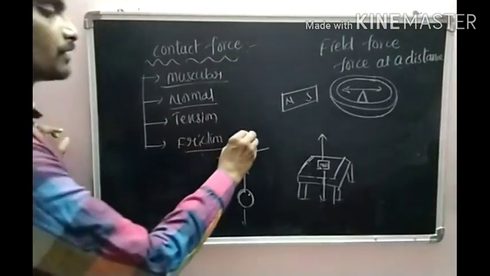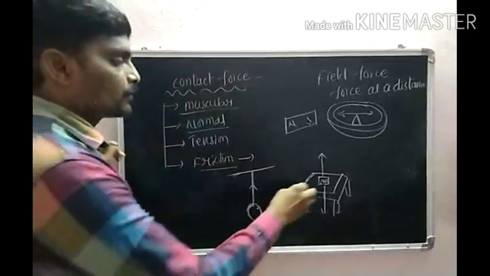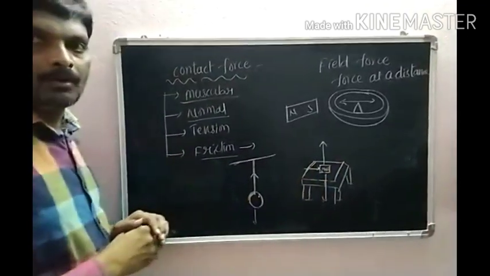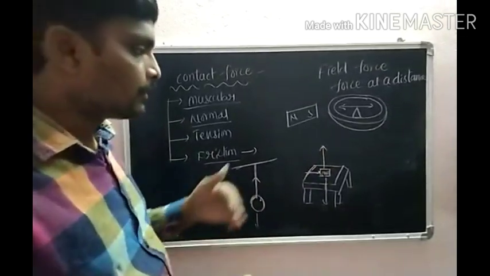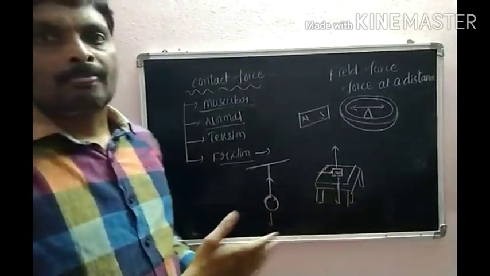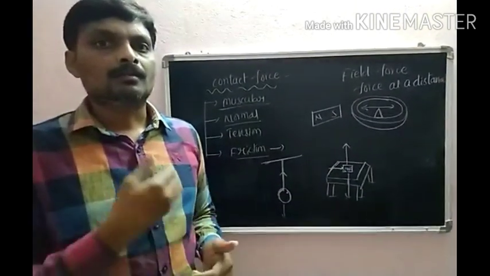And what is the frictional force? Frictional force means, for example, when you push the book, automatically the book moves in the forward direction. Not only here, you take one ball, roll it on the ground. After some time, what you observe, the ball slowly comes to rest.